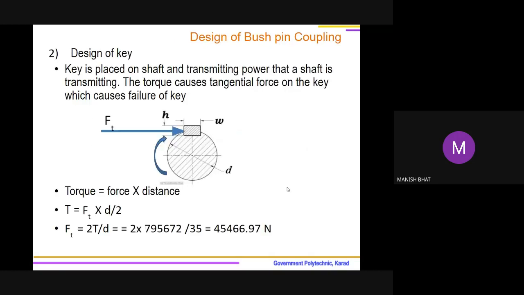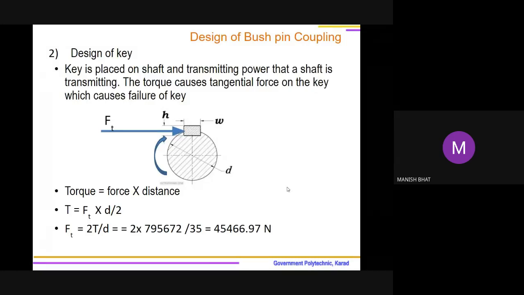Now let us design this key. We know that tangential force is acting at a key, and that force is given by the relation torque is equal to tangential force multiplied by distance. So torque is equal to Ft, the tangential force, multiplied by d by 2, which is the distance. So Ft comes out to be 2T upon d. For this problem, it is 45,466.97 Newton. This is the force acting at a key.